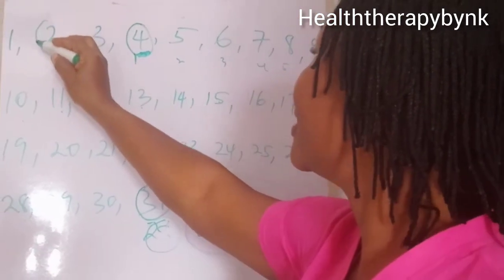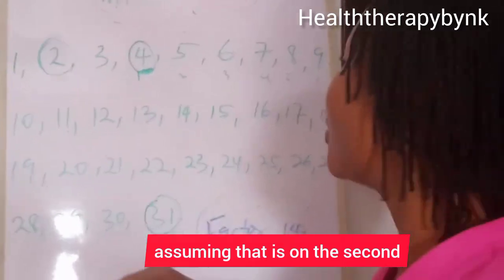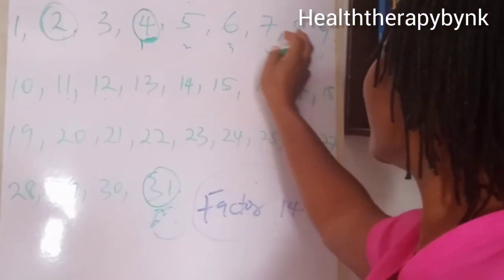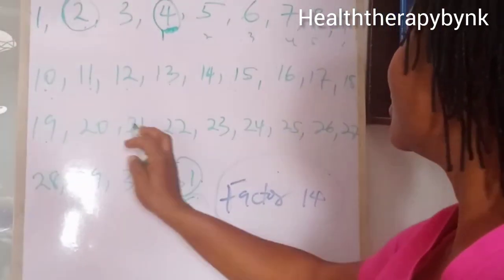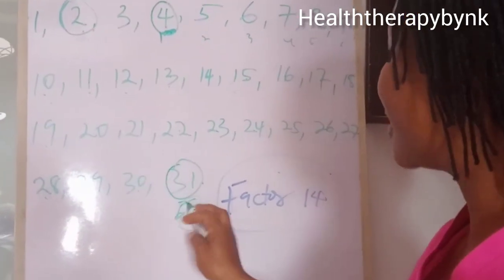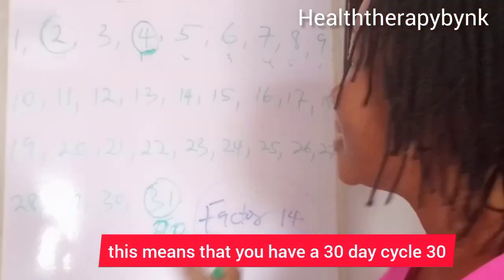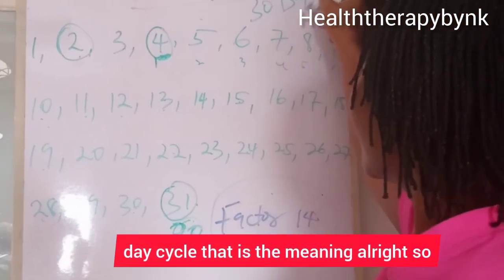Let's use this on the second. Assuming that is on the second, let's start counting today to calculate. 1, 2, 3, 4, 5, 6, 7, 8, 9, 10, 11, 12, 13, 14, 15, 16, 17, 18, 19, 20, 21, 22, 23, 24, 25, 26, 27, 28, 29, 30. All right, so day 30, this means that you have a 30-day cycle. That is the meaning.